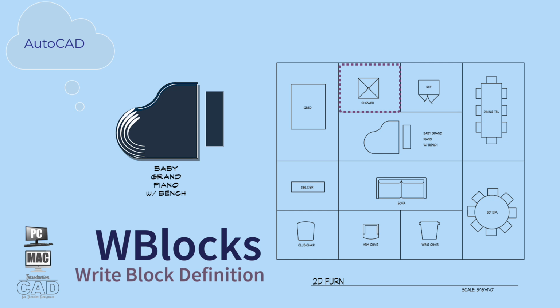3-inch diameter drain, a side-by-side freestanding refrigerator, rectangular dining room table with 8 dining room chairs, a round 60-inch diameter dining room table with 8 dining room chairs, 3 upholstered style chairs including club chair, armchair, and a wing chair, plus a 2-cushion sofa with 4-inch armrests and a baby grand piano.